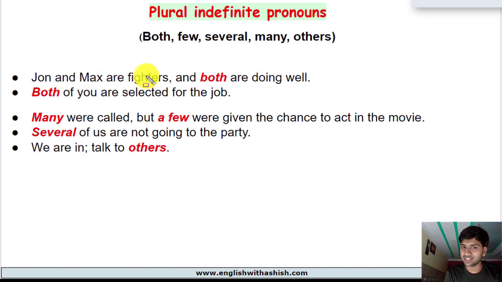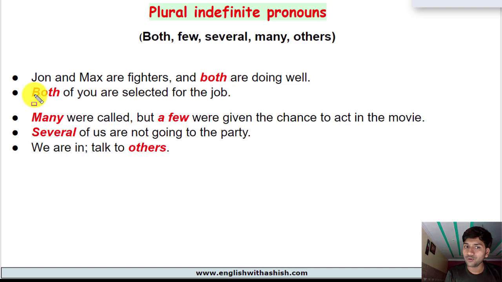John and Max are fighters and both are doing well. John and Max, subject. Two people. John and Max are fighters and both whom? John and Max both are doing well. Two out of the given two. Both are doing well. You can't say both is doing well. Incorrect. A big no. Can't say that, right?